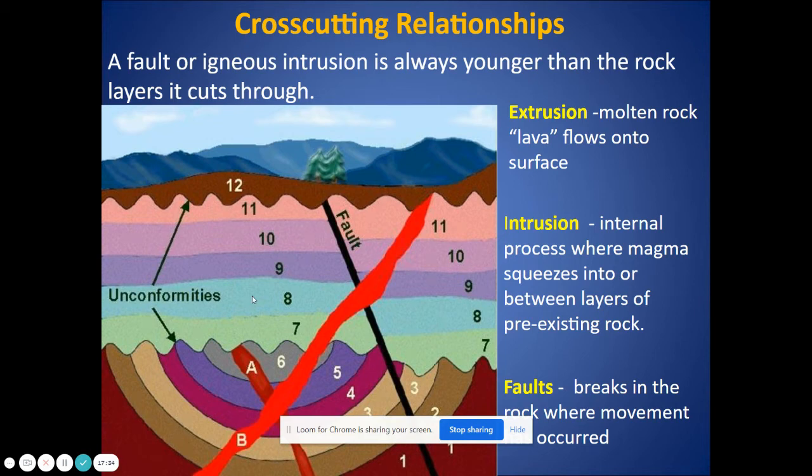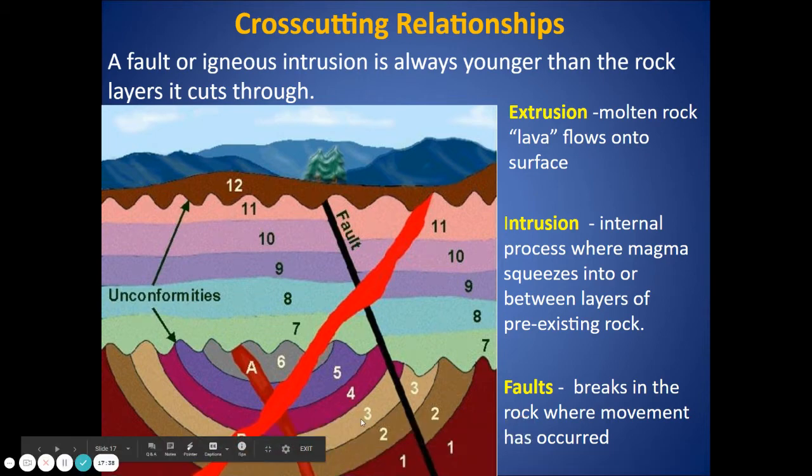So if we were actually looking at this, you could tell me the relative age date of all of the rocks that are present in here. So we're going to do it together. So the absolute oldest should be on the bottom, because that's what the law of superposition tells us. So the ones down here are the oldest. So 1 would be the oldest. Then it would go 2, then 3, 4, 5, 6.